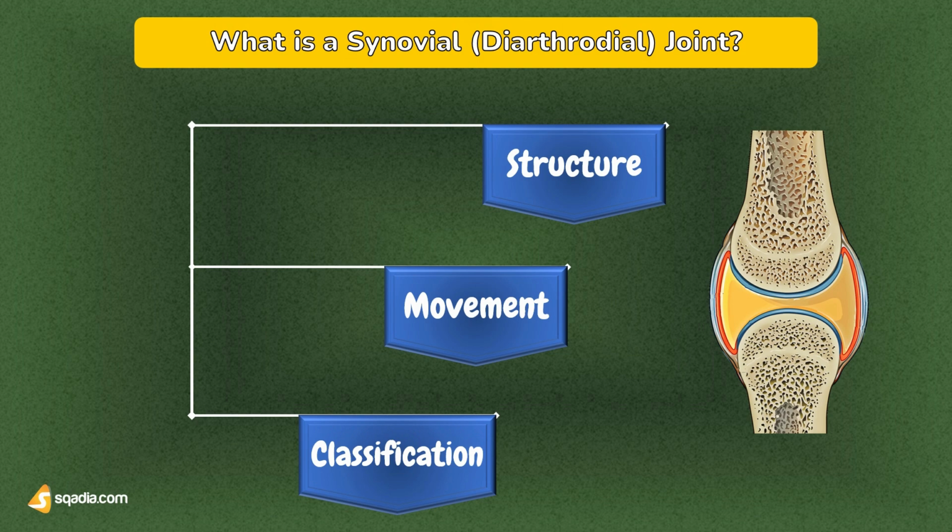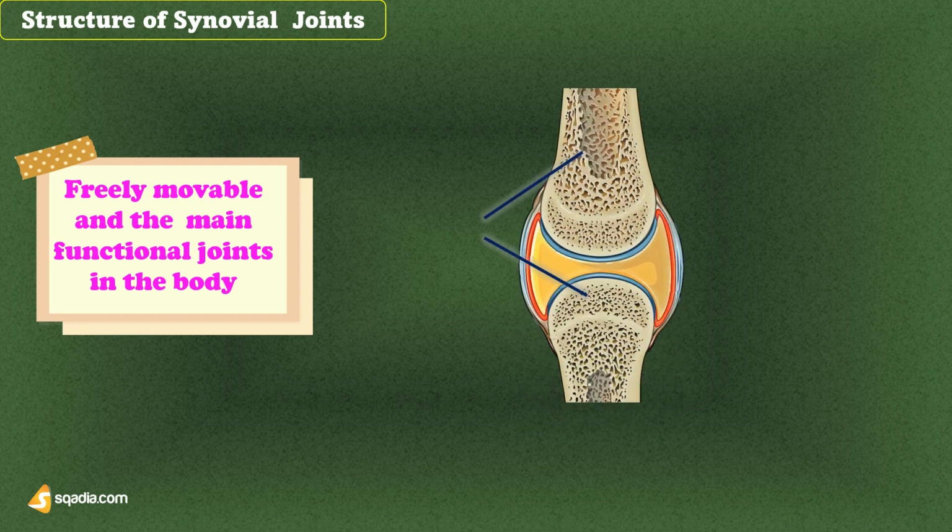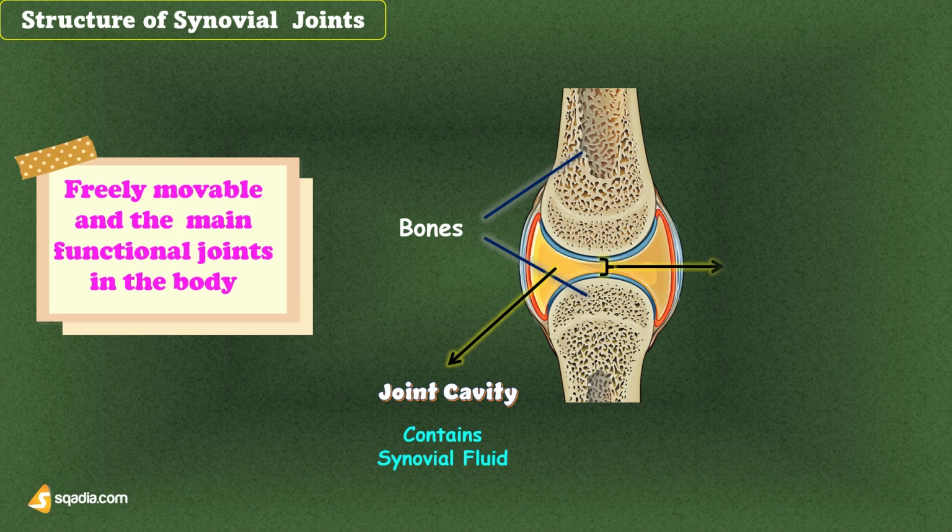So, let's dive in. The synovial or otherwise the diarthrodial joints are freely mobile and are considered the main functional joints of the body, if we look at its structure components here. Here you can see the two bones. Its joint cavity characterizes the synovial joint.